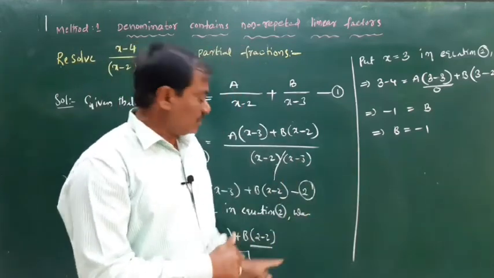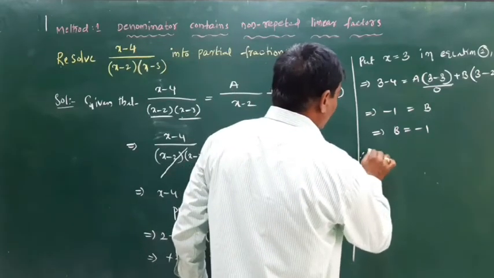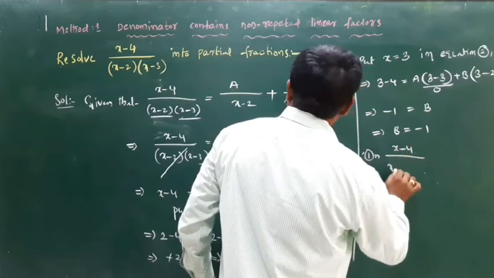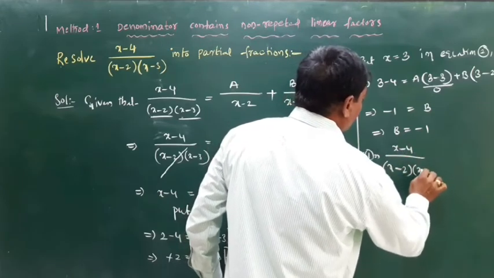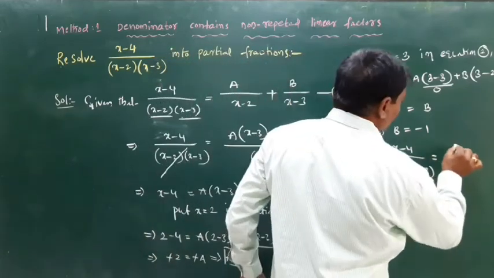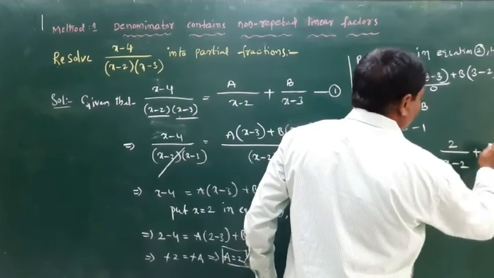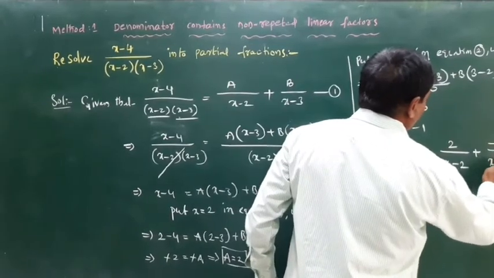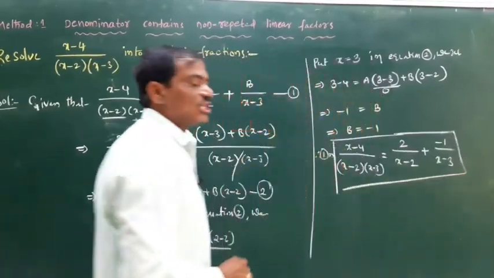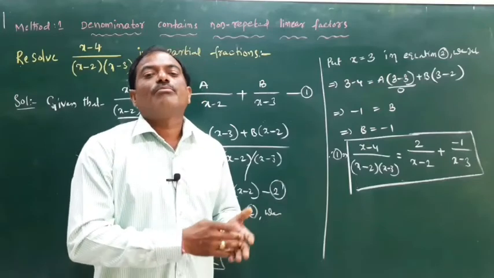We have to substitute this a value and b value in equation 1, so therefore equation 1 becomes (x minus 4) by (x minus 2)(x minus 3) equal to, we substitute a equal to 2, so 2 by (x minus 2) plus minus 1 by (x minus 3). Yeah, now this is the process of resolving the given rational fractions into partial fractions.